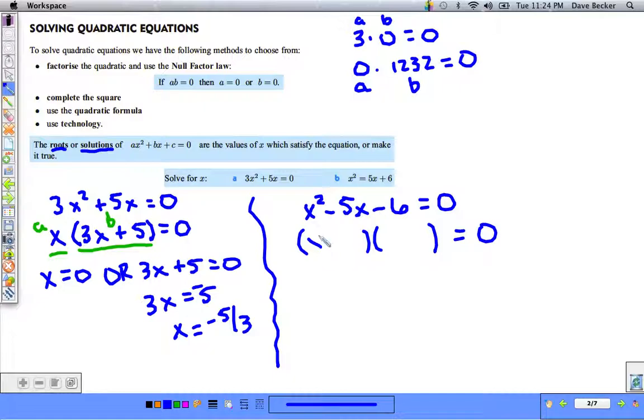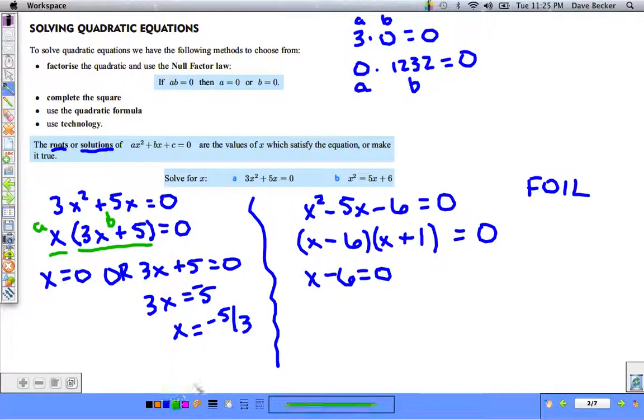This is going to be (x )(x ). I need factors of -6 that combine to give me -5. So that means I'm going to have a -6 and a +1, because -6 times 1 is -6, and -6 plus 1 is -5, which is just a reverse of the FOIL method. In other words, if I FOIL this, I end up with this. And by null factor, x minus 6 could be equal to 0.